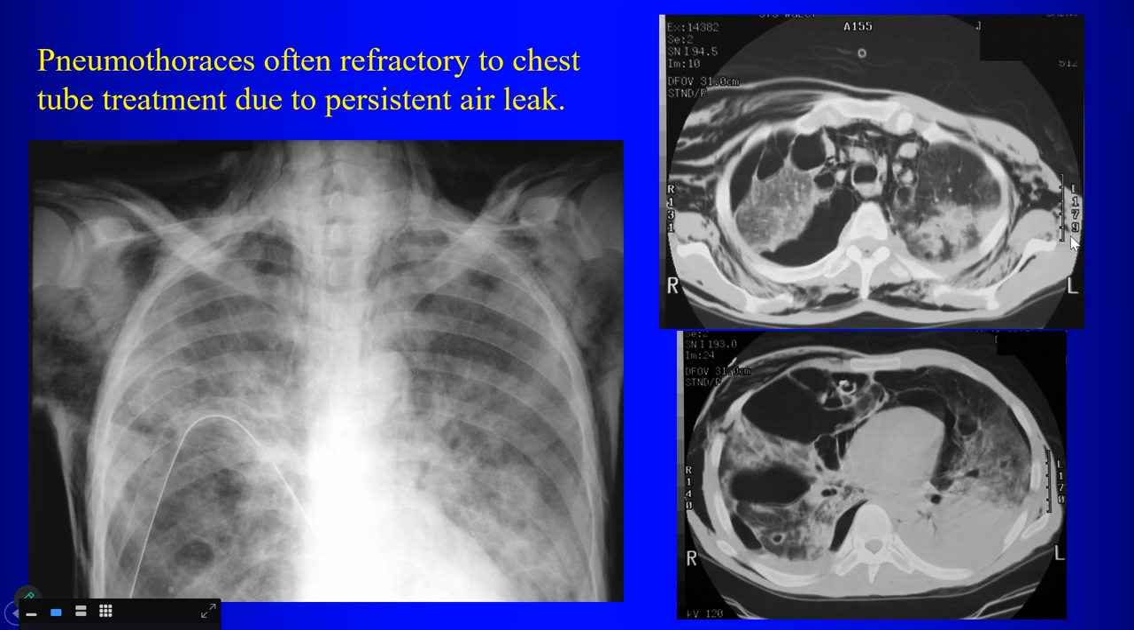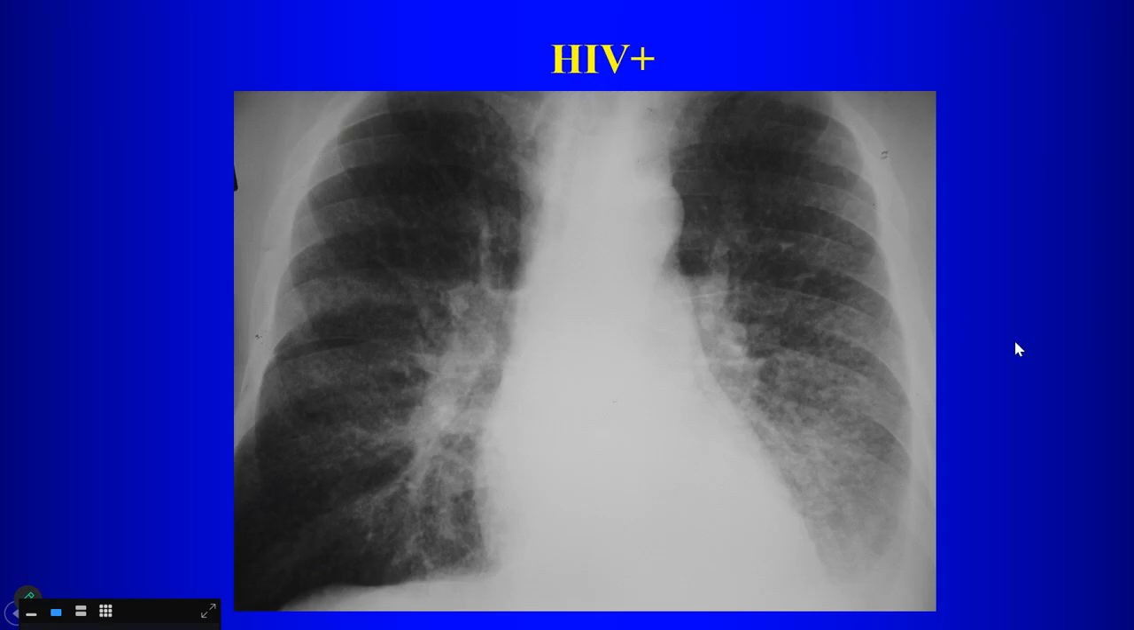You can see the extensive air leaking here into the soft tissues, pneumomediastinum. Even with the chest tube, these patients are prone to develop persistent air leaks. So this can be very hard to treat. Another patient who's HIV positive, what does the chest radiograph show?